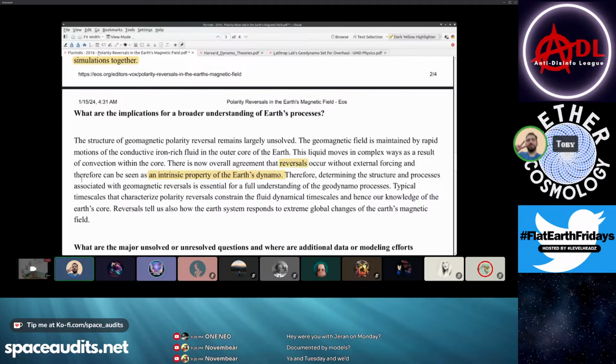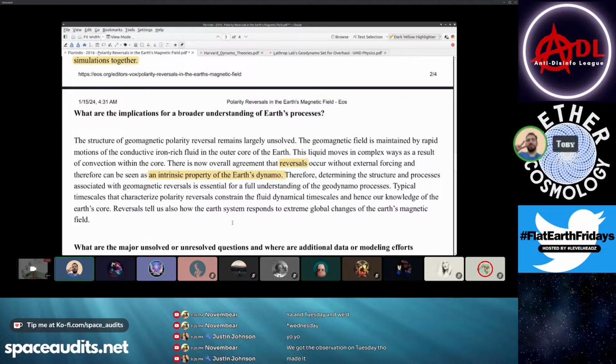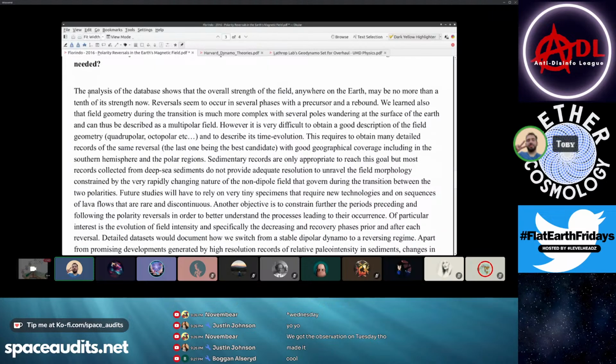Therefore, determining the structure and processes associated with geomagnetic reversals is essential for a full understanding of the geodynamo processes. Typical timescales that characterize polarity reversals constrain the fluid dynamical timescales and hence our knowledge of the Earth's core. Reversals tell us also how the Earth system responds to extreme global changes of the Earth's magnetic field. What are the major unsolved questions, and where are there additional data or modeling efforts needed?